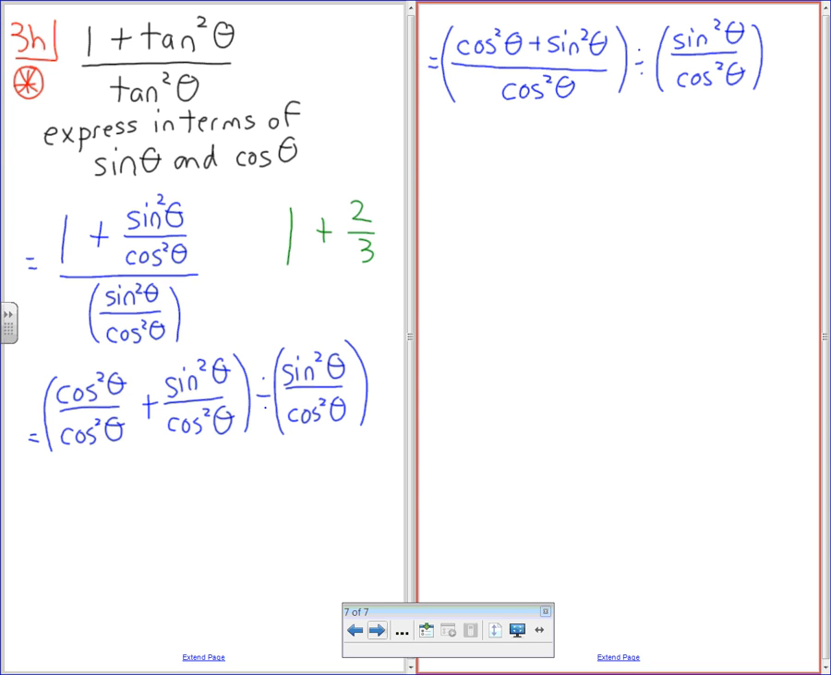So I'll write that as cos squared theta plus sine squared theta over cos squared theta times cos squared theta over sine squared theta. Great. That looks good to me. All right. Now here's the second match. That was a good first step. Good. We have one last thing we can do to make this work.